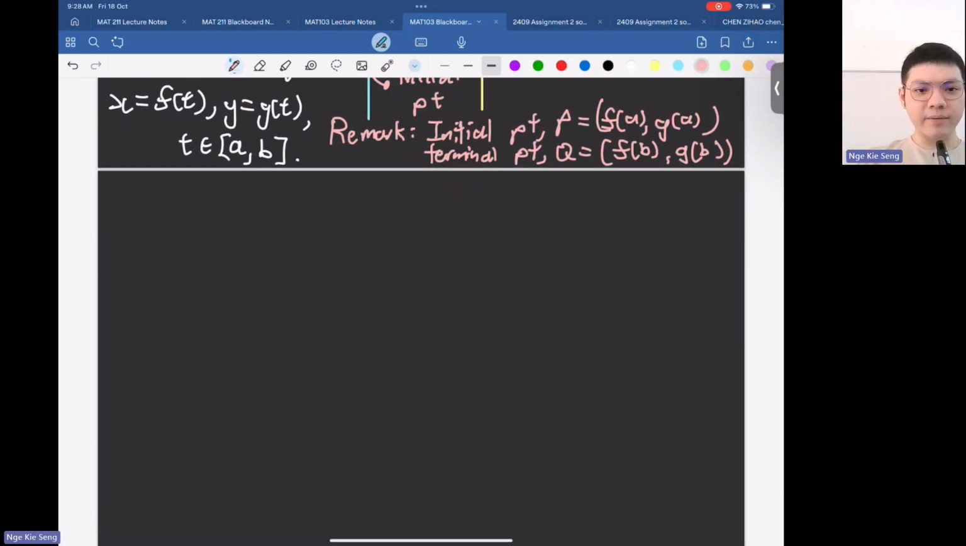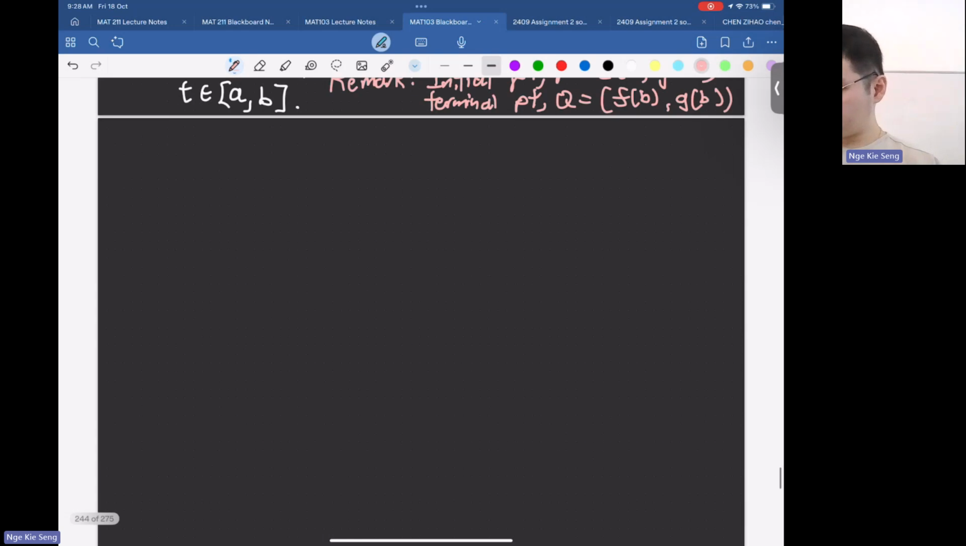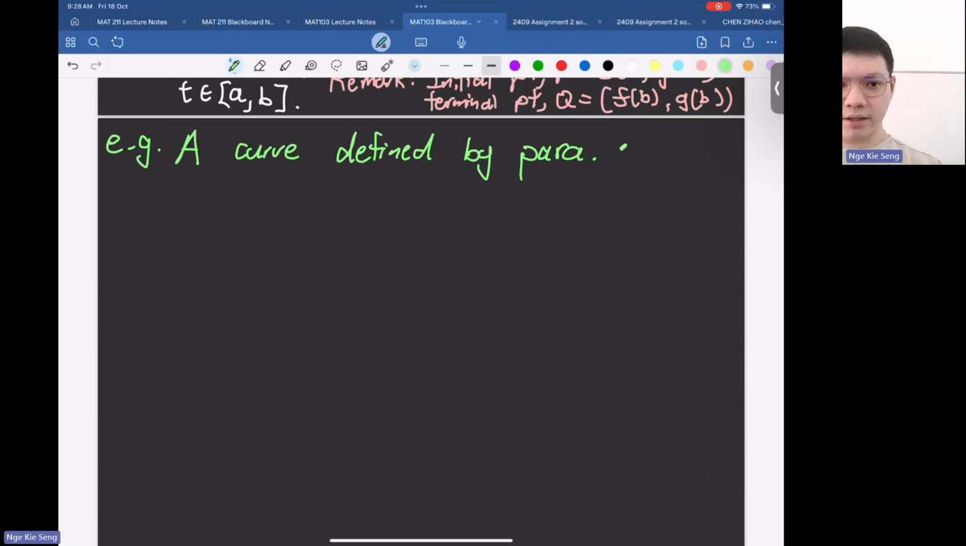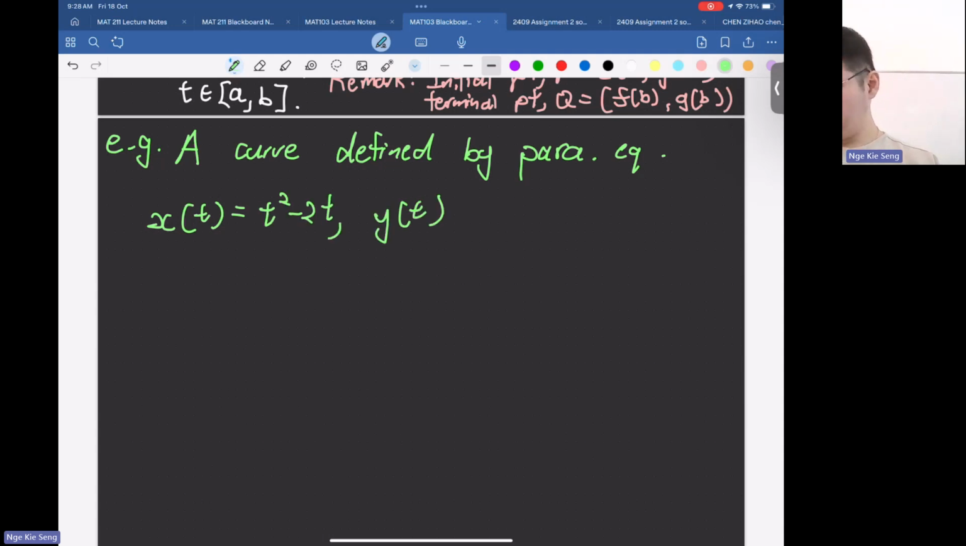Okay, continue. So let's do some exercise first. Let me give you some exercise. You do it now. Let's write down this curve defined by the following parametric equation. The x variable follows the function t squared minus 2t, and the y variable follows t plus 1. And then my time has no start and no end. So I'll try and plot this.